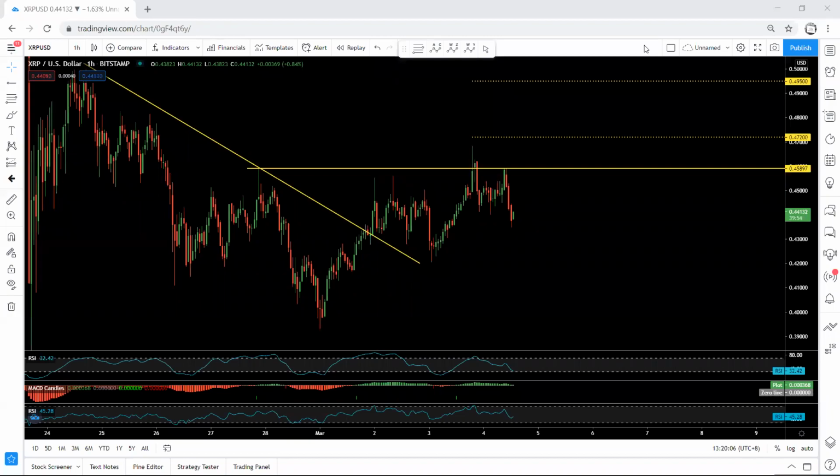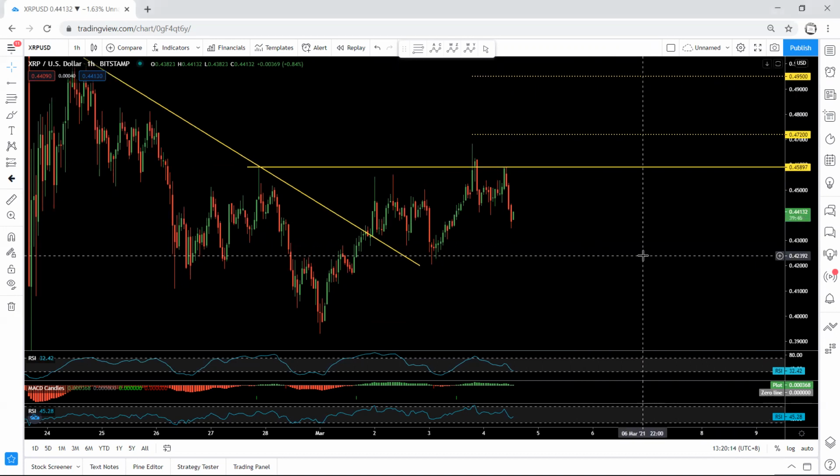XRP, we start with 1 hour chart. Okay, first of all, we refer to our analysis. Just I want to give some information how we can trade. All right. After that, we move to analysis.